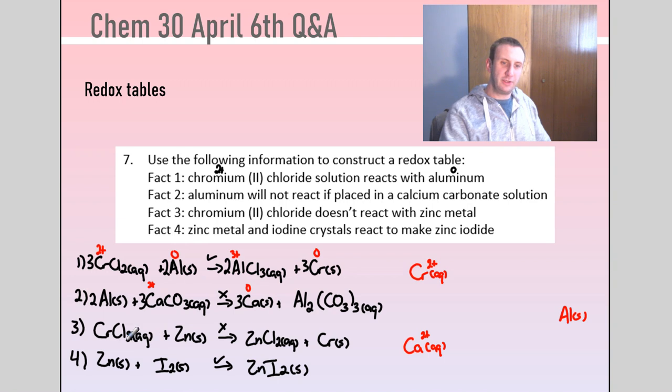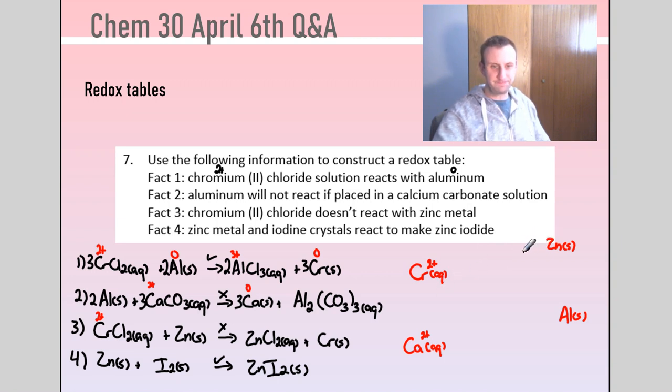Number 3, chromium 2 and zinc. Chromium 2 is going from 2 positives to 0. So this again is my OA. This doesn't happen. So that means that zinc has to be above chromium 2 because again, it's uphill. It's non-spontaneous. So it's going up like this.